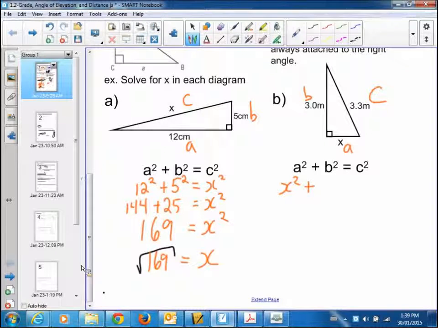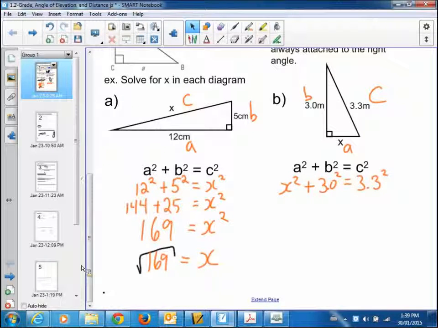Instead of the letter B, do you see the connections here? What would I put in for the letter B instead? The 3.0 squared. Yeah, I'm going to just do that, as you said. And then the C is 3.3 squared. Now you've got to do some arithmetic on your calculator.